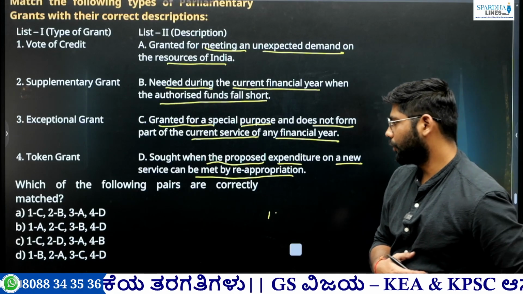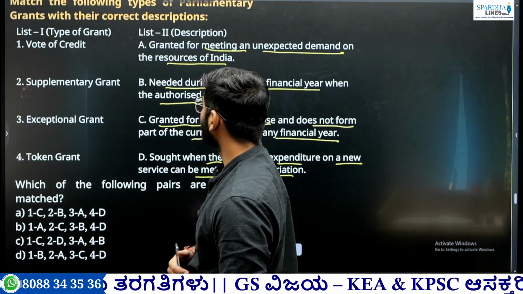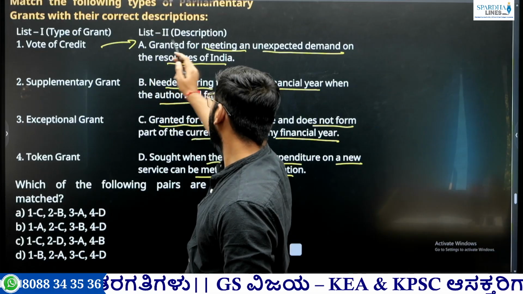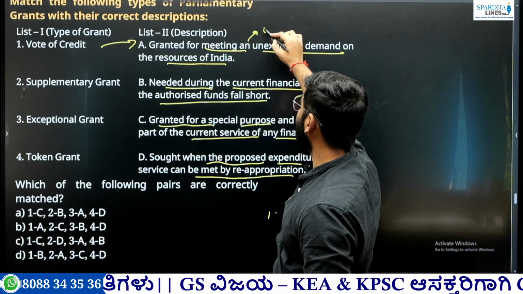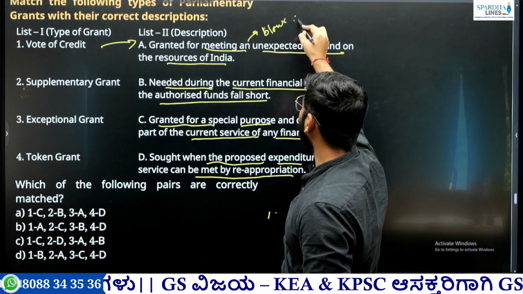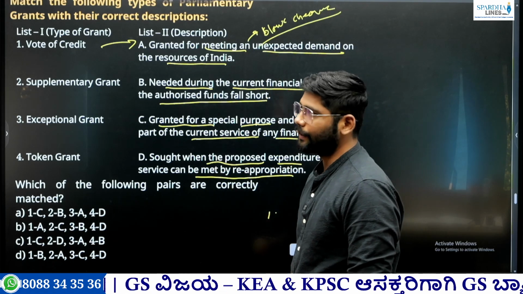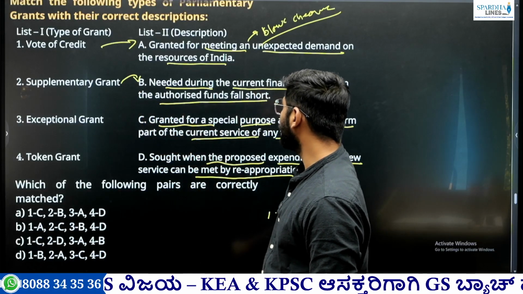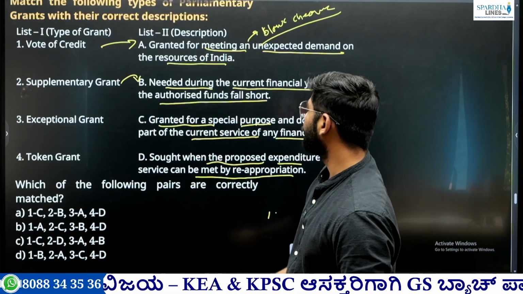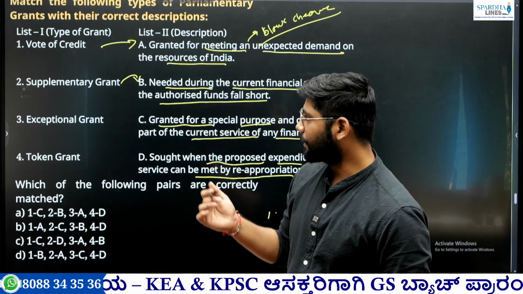Okay, so if you see, all of them are correctly matched actually. So vote on account is nothing but granted for meeting unexpected demand for resources of India. So it is kind of a blank check. That blank check is given to the executive. Then supplementary grant, it is needed during the current financial year when the authorized funds fall short. So supplementary grants they need, so that is introduced.